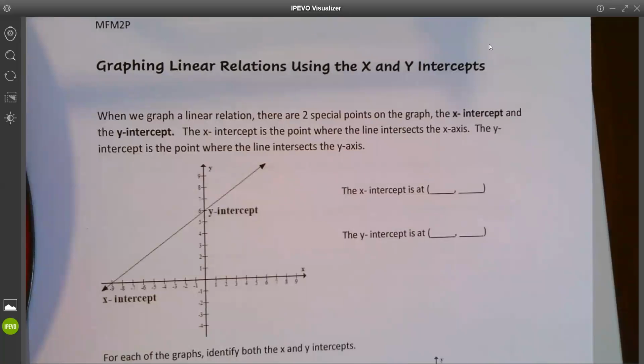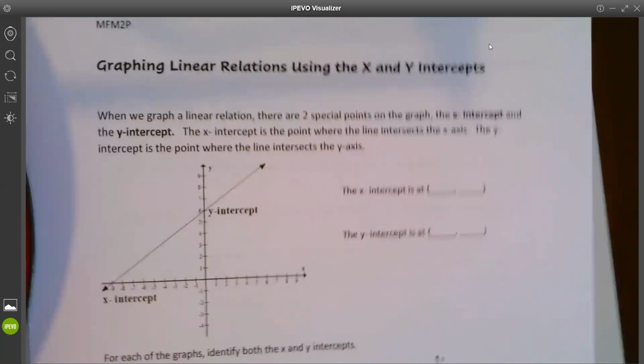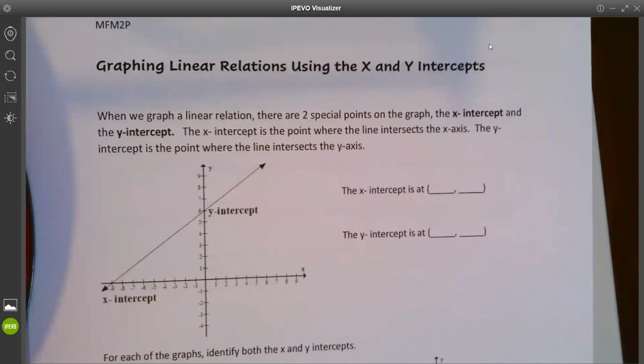And today we're going to discuss a third method for graphing linear relations, and this is the method of using the X and Y intercepts. So anytime you have a graph, there are two special points on the graph called the X and Y intercept, and we can see them on this diagram. The X and Y intercepts have been labeled.